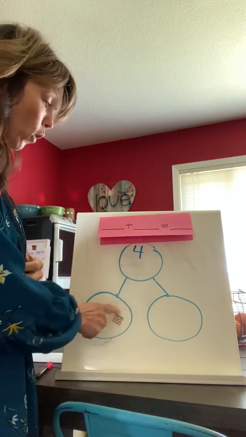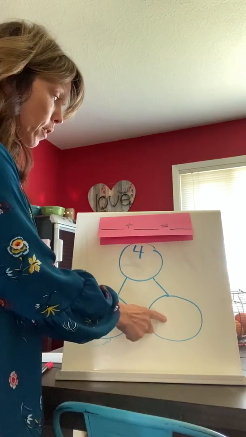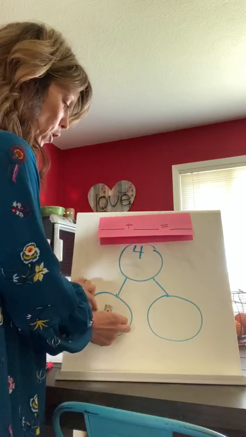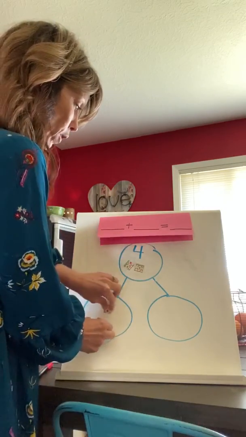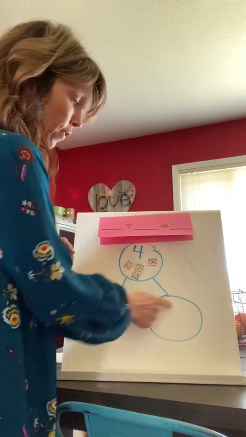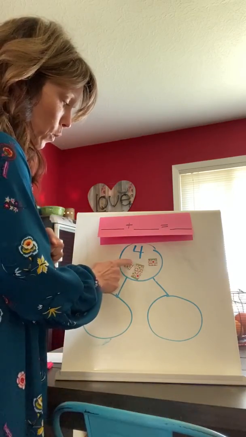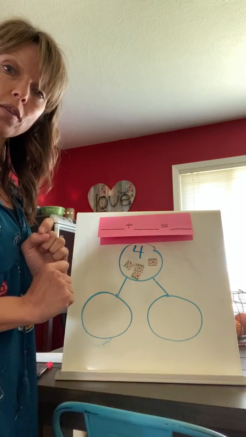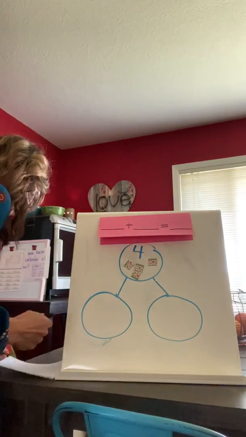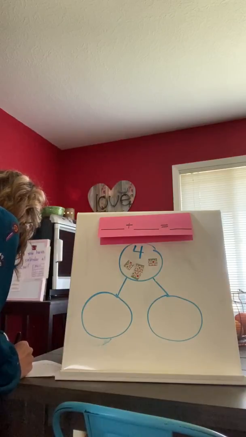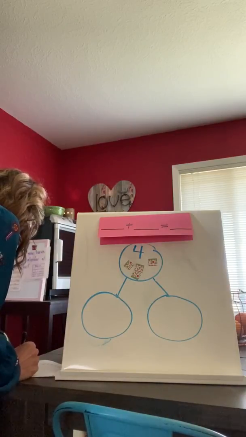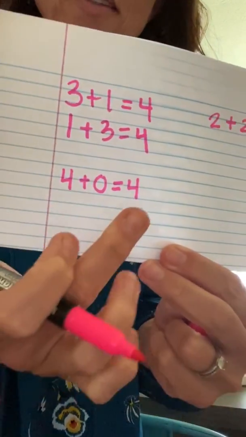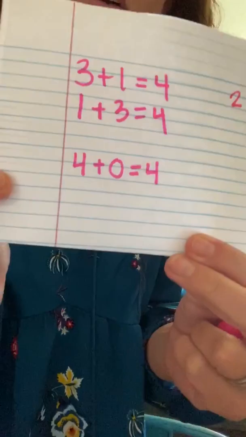So we can start out with 4 plus 0 equals 4. Let's, and we have none to move up from here. So we have 4 plus 0, 1, 2, 3, 4 equals 4. Let's go ahead and write that. 4 plus 0 equals 4. That's our number sentence. 4 plus 0 equals 4.